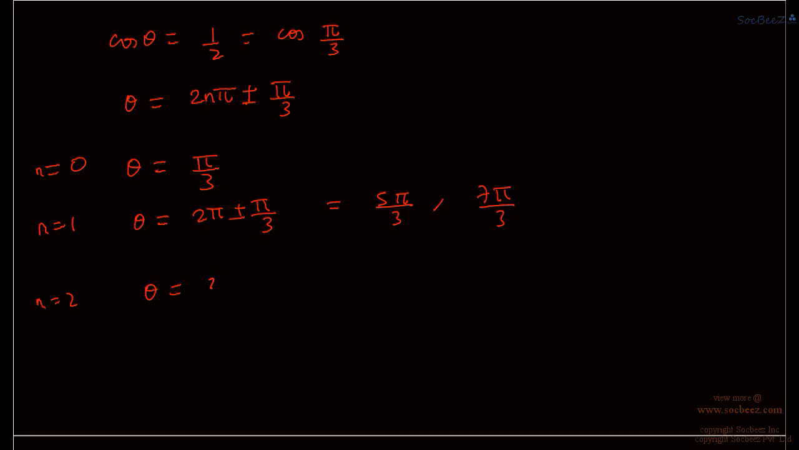For n equal to 2, theta is equal to 2 pi plus or minus 4 pi plus or minus pi by 3. Obviously 4 pi plus pi by 3 is greater than 4 pi, so we'll just take the other one, that is 11 pi by 3, right?